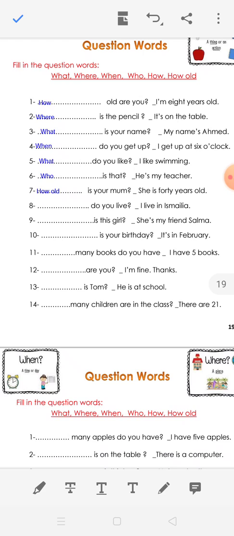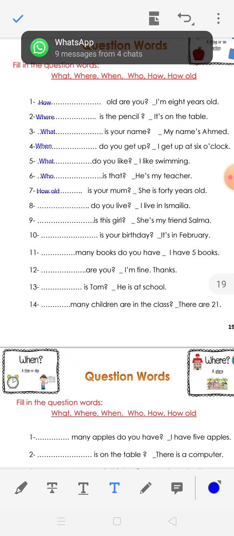Number 8. I live in Ismailia. It's a place. Brilliant. Where do you live?